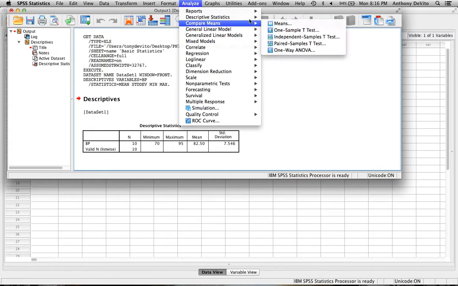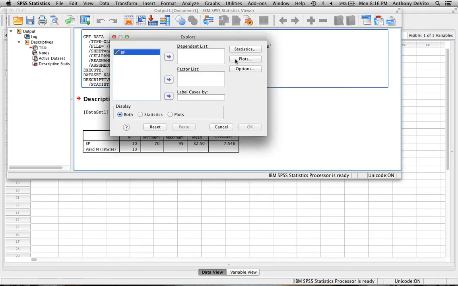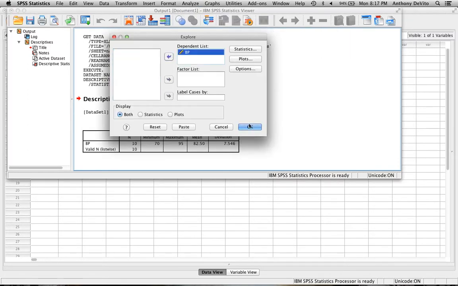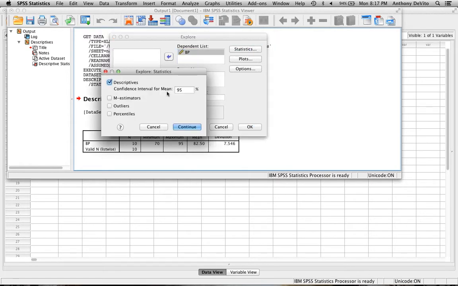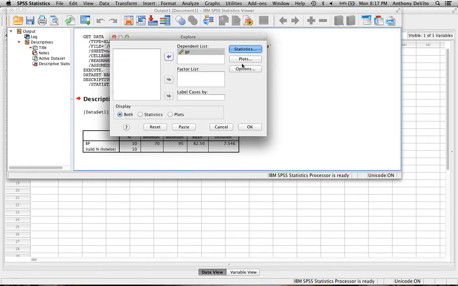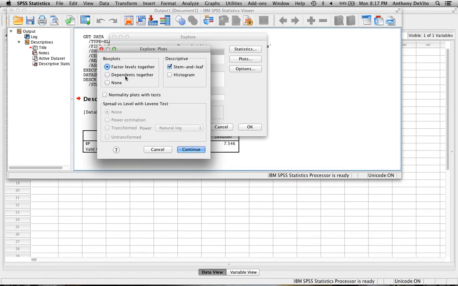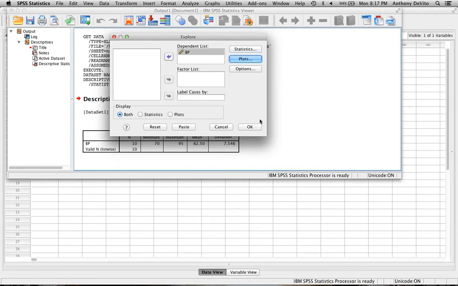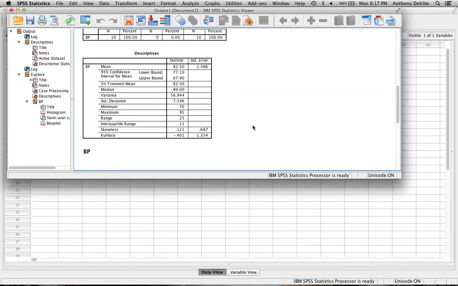You can go into descriptive statistics and something called explore and move BP into here, and you'll actually get a bit more in the way of statistics, and you'll even get plots. These plots can include various kinds of graphical displays of this information. I'm going to click OK. Okay, and let's see what I got this time.